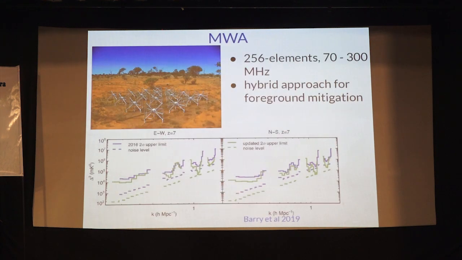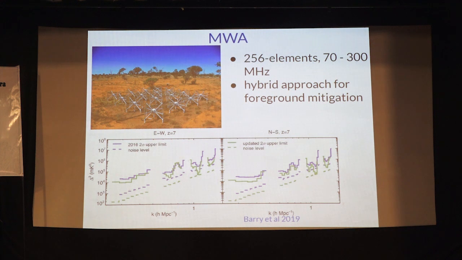This is another radio telescope. These are the radio telescopes which operate in interferometric mode to measure the fluctuations, not the global signal. This is the MWA, the Murchison Widefield Array in Australia, and this is the tile shape. Here it is 256 elements, and this is the frequency band. And they use the hybrid approach.